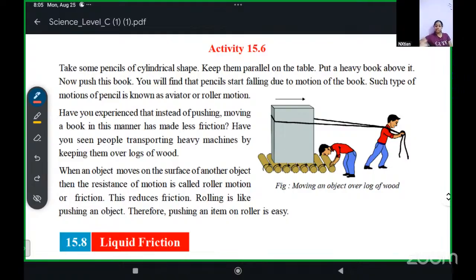So if you see this image, ma'am, when you go to the park, sometimes you find this slide. This slide has long bars which roll you down.